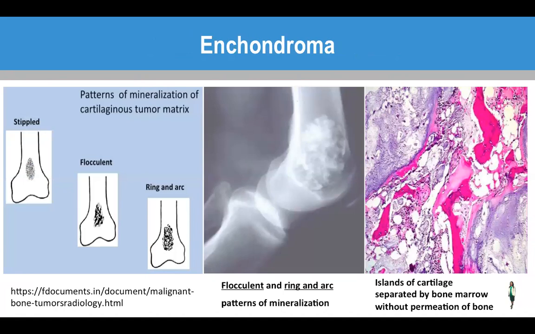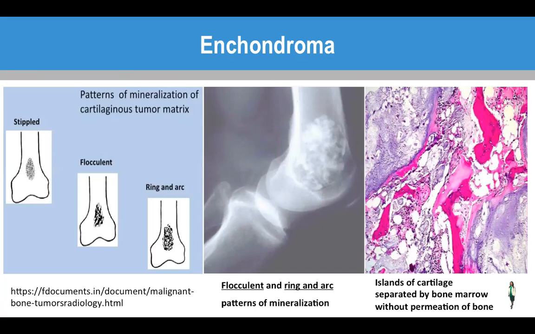So first of all, how do radiologists recognize a tumor is producing cartilage? This is the pattern of mineralization of cartilage. There are 3 patterns: stippled, flocculent, and ring and arc. And this example here is the flocculent and the ring and arc pattern of mineralization. When you see that, that's cartilage.